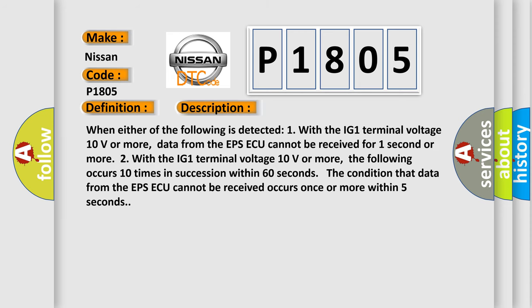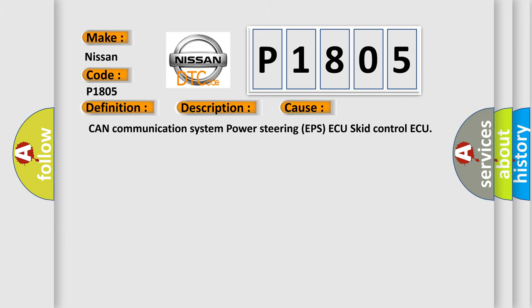When either of the following is detected: one, with the IG1 terminal voltage 10 volts or more, data from the EPS ECU cannot be received for 1 second or more; two, with the IG1 terminal voltage 10 volts or more, the following occurs 10 times in succession within 60 seconds: the condition that data from the EPS ECU cannot be received occurs once or more within 5 seconds. This diagnostic error occurs most often in these cases: CAN communication system, power steering EPS ECU, skid control ECU.